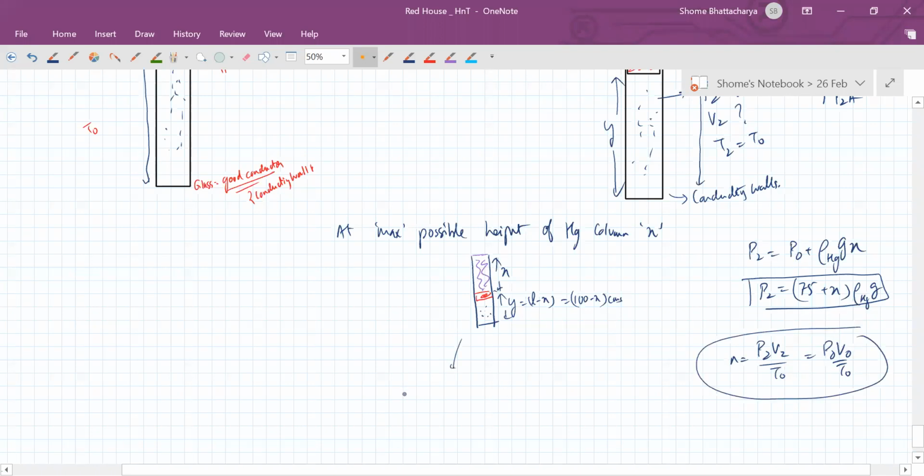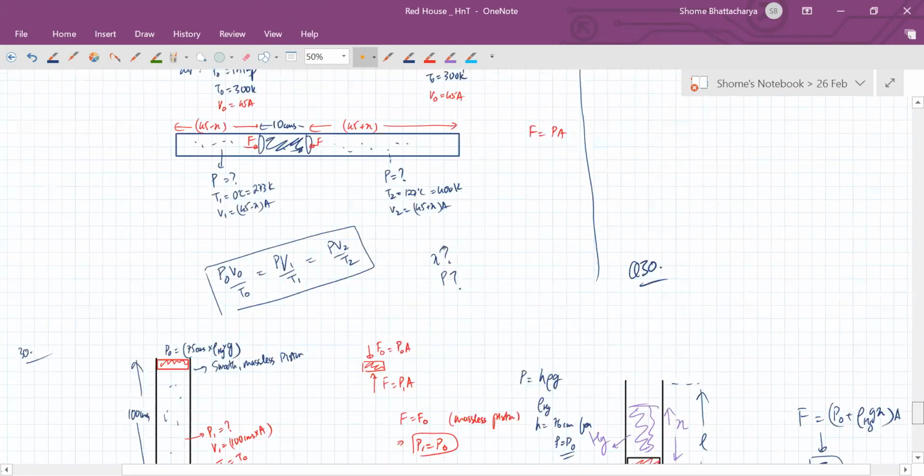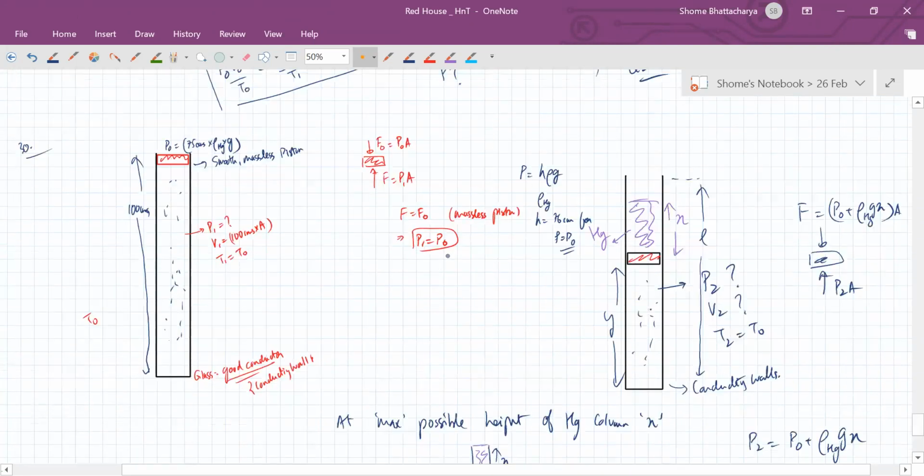Okay. So in this case, the final pressure is becoming 75 plus X into density of mercury into G, and the final volume is becoming 100 minus X into area. This should be equal to the initial pressure. Now initially you can see that this initial pressure was this much. So this was equal to 75 centimeters into density of mercury into G.